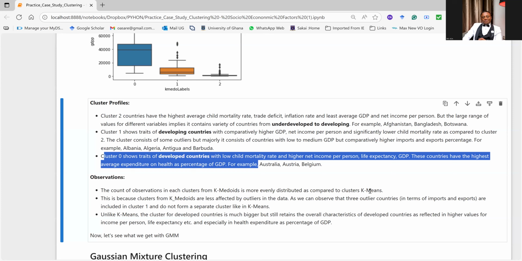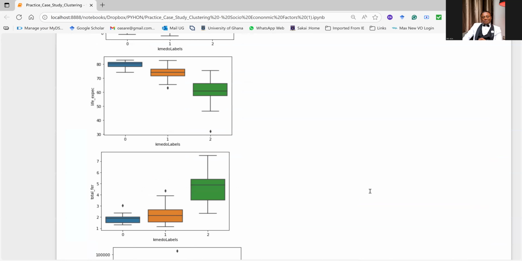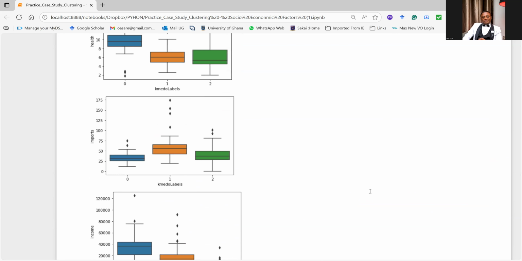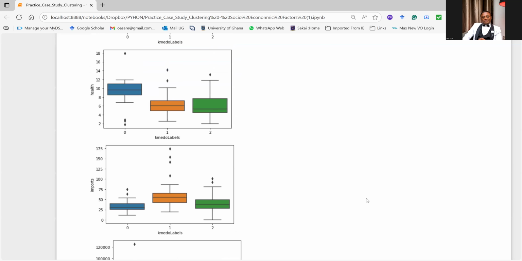And if you look at the 3 outlying countries in terms of import and export, you can see that here, in terms of export and import.